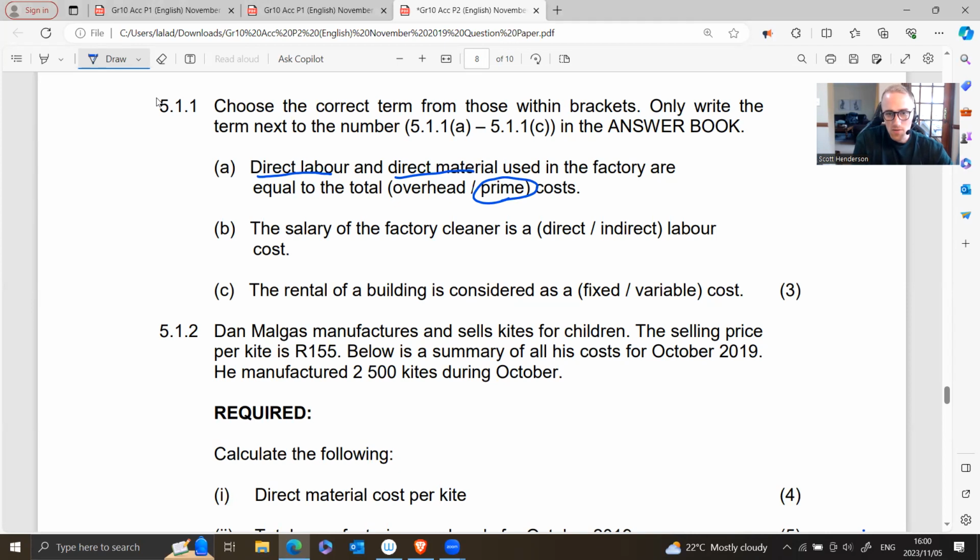The salary of the factory cleaner is a direct or indirect labor cost. The factory cleaner, that person's work cannot be directly attributable to the creation of the product. So that person's work is indirect. The rental of a building is considered a fixed cost or a variable cost. Well, does rent vary? That is, does it change with the number of units that we produce? It does not, and therefore it is a fixed cost.